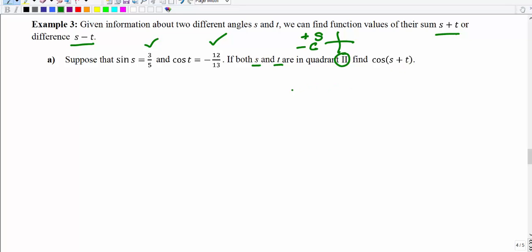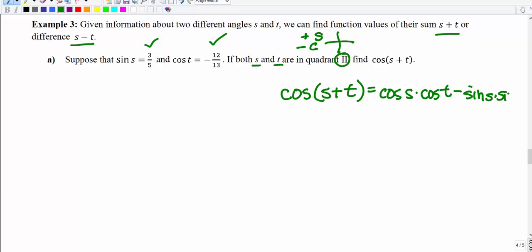So we're going to use the sum identity for cosine. Let's go ahead and write that out. So cosine of the sum of angles S and T would be equal to cosine of angle S times cosine of angle T, and then opposite sign, minus sine of angle S times the sine of angle T.